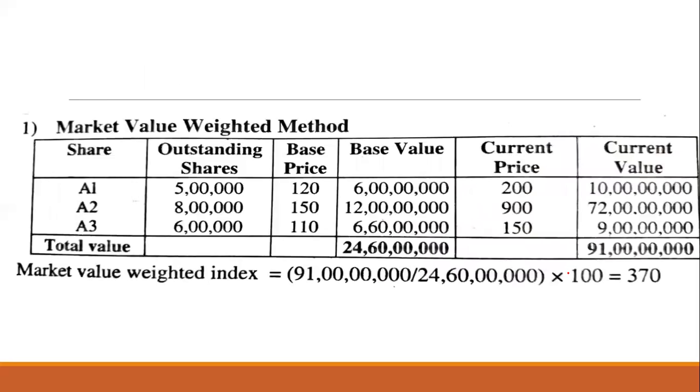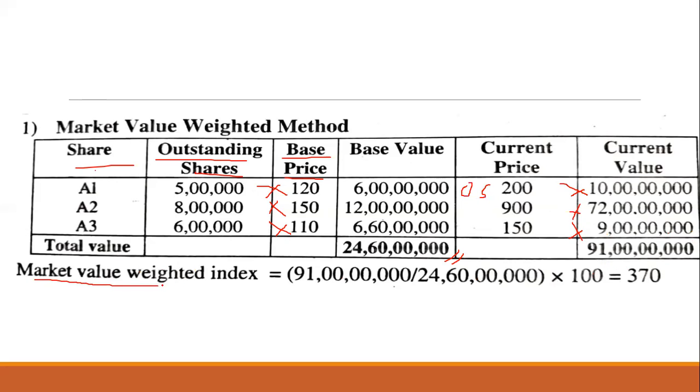If you look at the calculation of the market value weighted index, we multiply the base price by the outstanding shares. So we get 6 crore for A1, 12 crore for A2, and 6 crore 60 lakh for A3. Altogether it will be 24 crore 60 lakhs. Now coming to the calculation with the current price, multiplying outstanding shares: 200 with the outstanding shares, we get 10 crores. For A2 we get 72 crores. For A3 we get 9 crores. So overall it will be 91 crores.